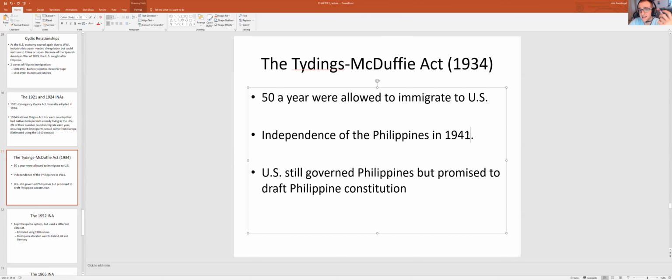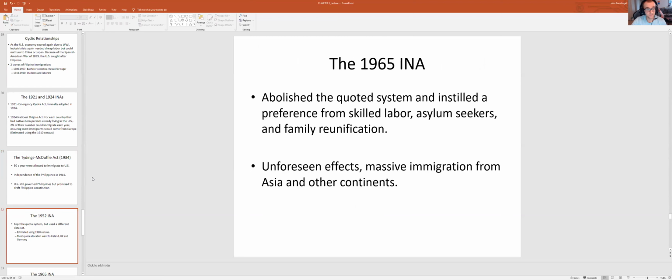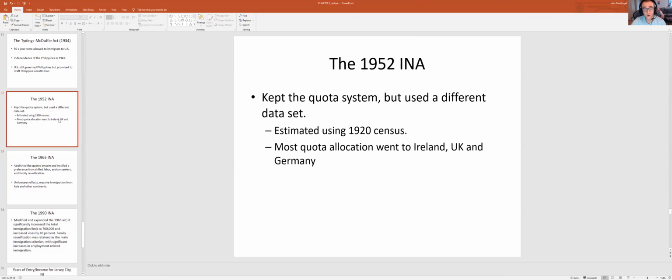So what this act said is, okay, we're going to limit the immigration to 50, but at the same time, we're going to give independence to the Philippines a few years after, right? The 1952 Act kept this same quota system in place since 1924. So imagine now 30 years are going by, and you still have these same restrictive policies saying 2% of this, 2% of that, 2% of this. So 1952 kept that same system, but it used a different data set for it.